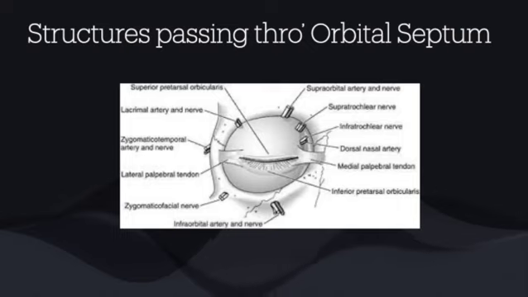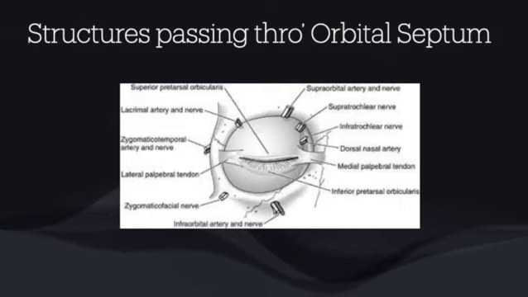Coming to the structures piercing the orbital septum are lacrimal vessels and nerves, supraorbital vessels and nerves, supratrochlear artery and nerve, infratrochlear nerve, superior and inferior palpebral arteries, and apart from this, there will be anastomosing vein between angular and ophthalmic vein, aponeurosis of the LPS in the upper eyelid, and expansion of the inferior rectus in the lower eyelid.